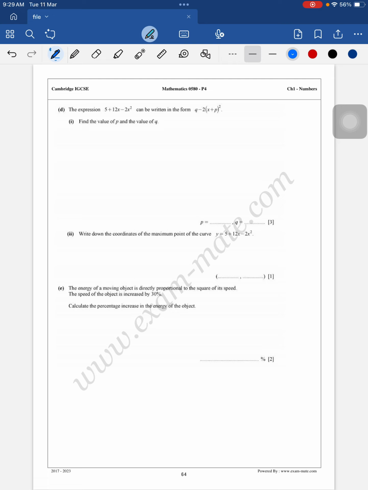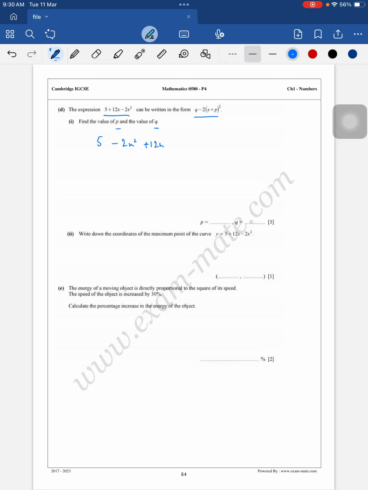The expression 5 plus 12x minus 2x squared can be written in the form q minus 2 bracket x plus p the whole square. Find the value of p and the value of q. Okay. So the first thing is that in this question, the x square part is on the right and the constant part is on the left. So I'll keep the constant part on the left and the square part should come first.